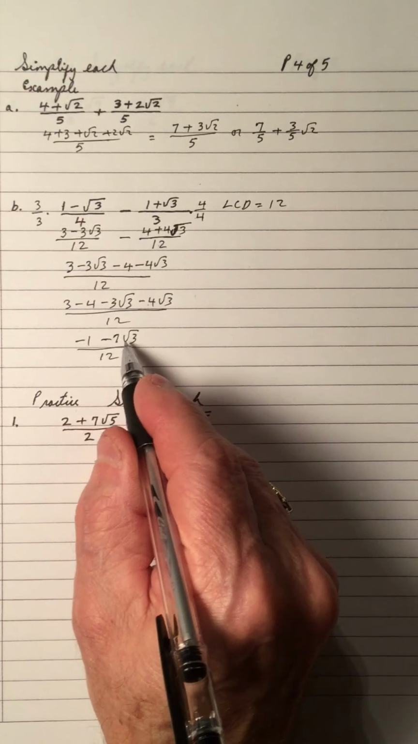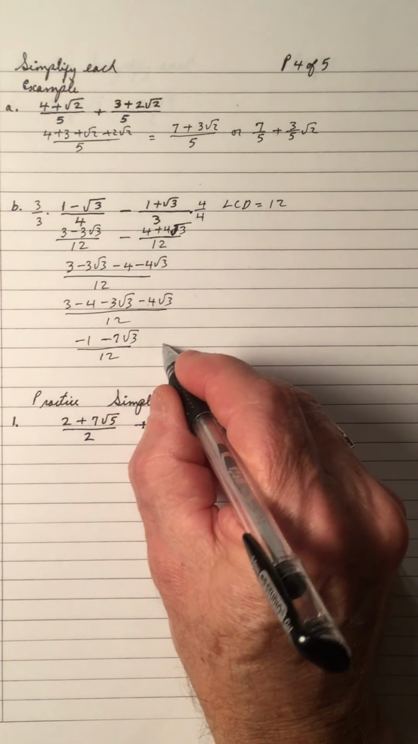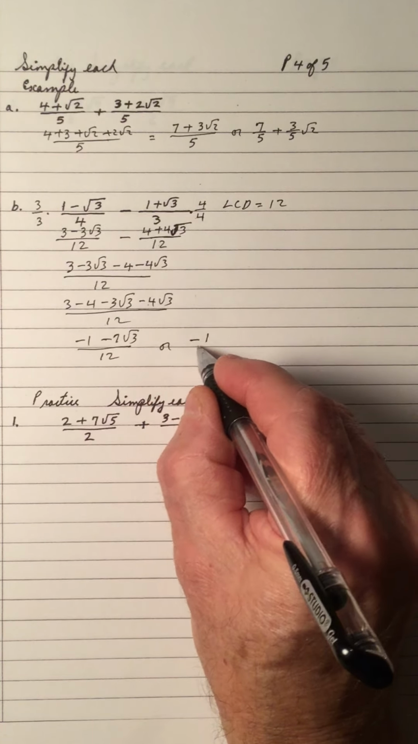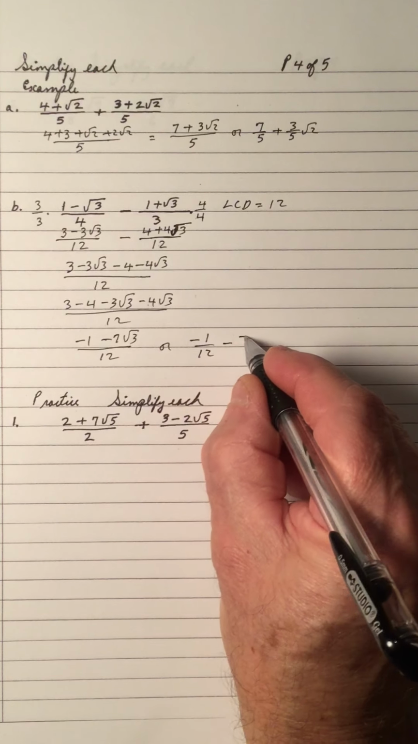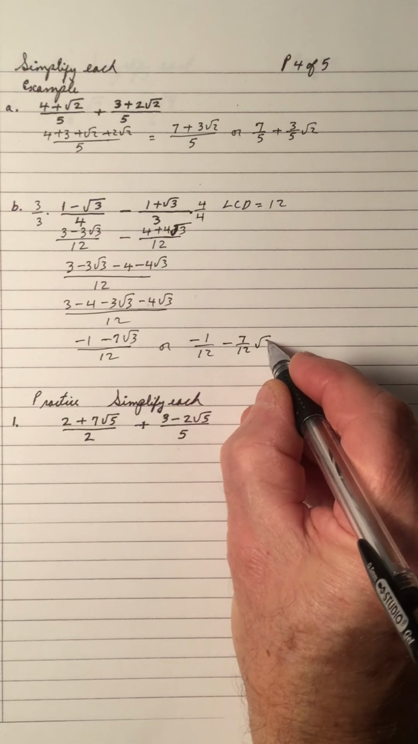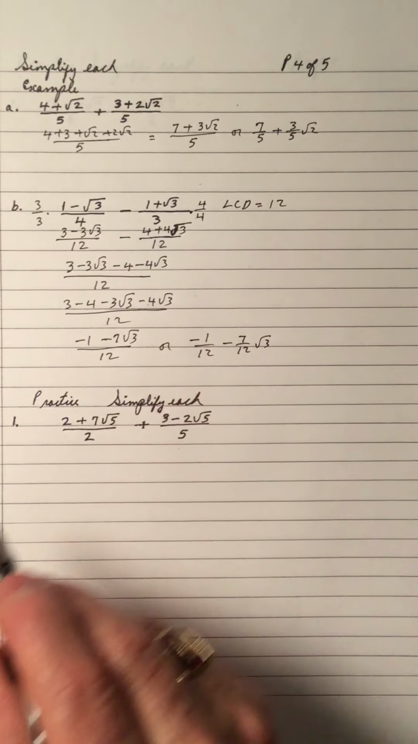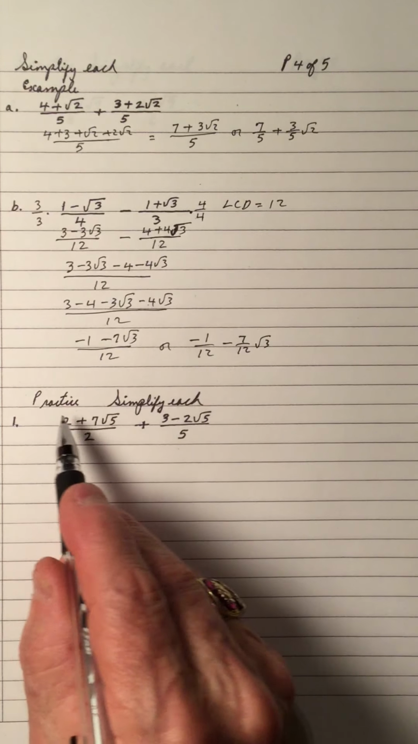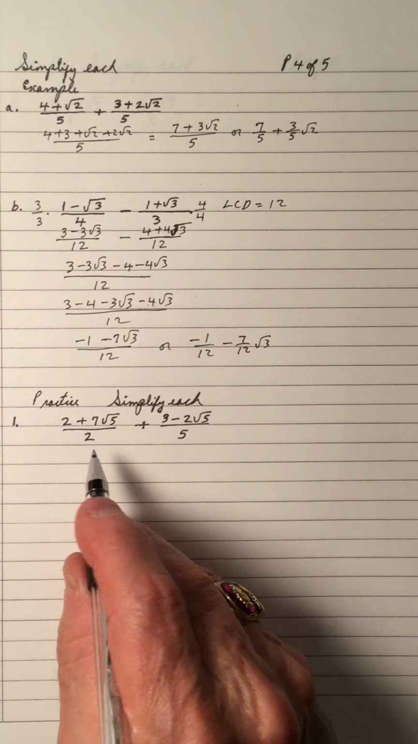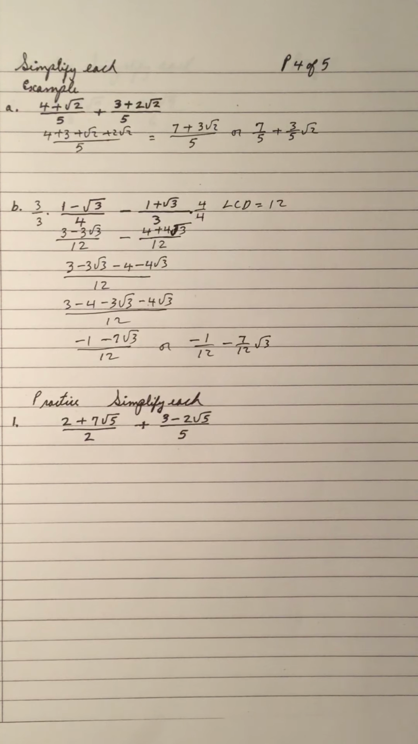So that's as one fraction, that's the numerator and that's the denominator. Again, you can write it as negative 1 over 12, subtract 7 root 3 over 12. You can leave it as one fraction like that, or you can leave it as a difference of the two fractions. And for practice, pause the video and work each of these out. Do one at a time.